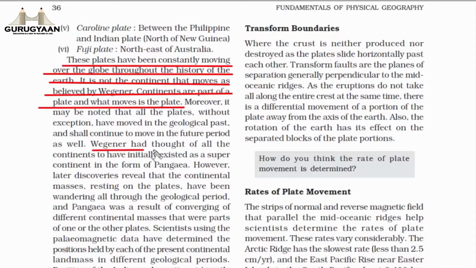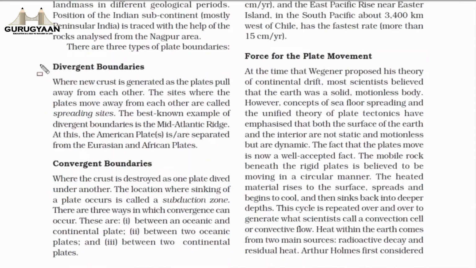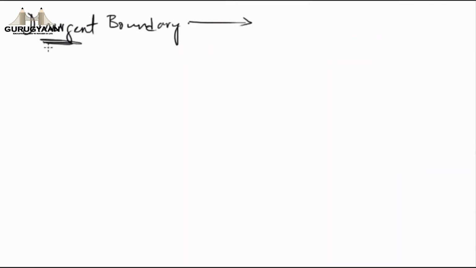So if you remember, Alfred Wegener said that initially everything was one single landmass named Pangaea, but according to new discoveries, it is now believed that Pangaea existed due to the convergent mechanism of plates on which continents reside. Convergent means coming closer. Now we're going to read about 3 types of plate boundaries. The first one is divergent boundaries. The meaning of the word divergent is pulling away.